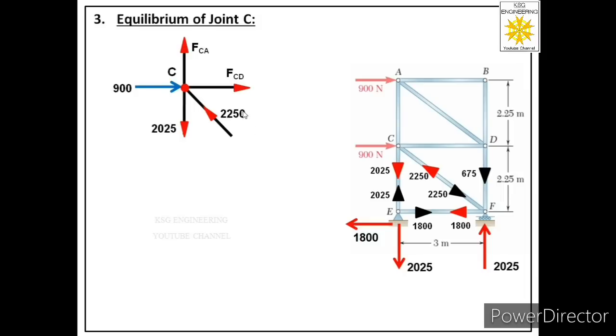Then we will see, is there any inclined force acting in the free body? Yes, there is one inclined force acting in this free body. So next step is we should resolve that force into its components. So this is the origin of this force. From the origin we will draw two lines, one in horizontal direction and one in vertical direction.